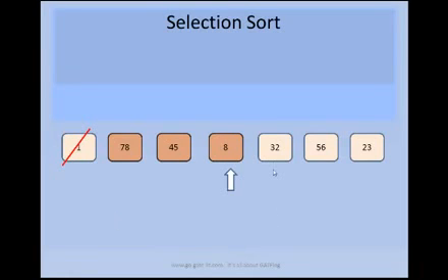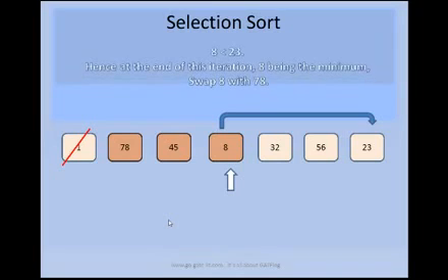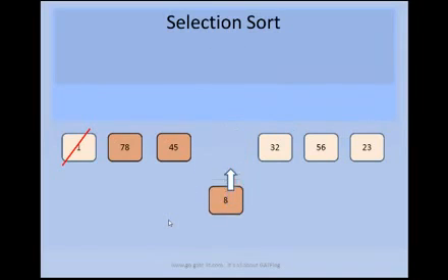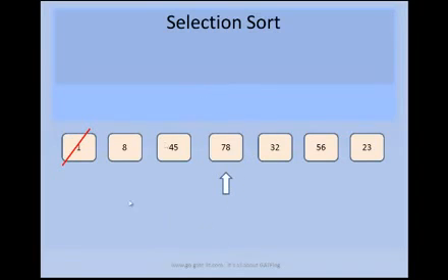Now the rest of the 3 elements, 32, 56 and 23, will be compared with 8. We see that 8 is the smallest element, so we will swap 8 with 78. This way, 8 has been placed at its best position. So 8 is discarded from the list, and we are remaining with 45, 78, 32, 56 and 23.